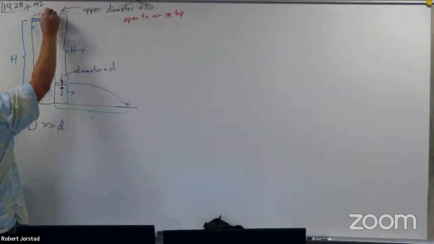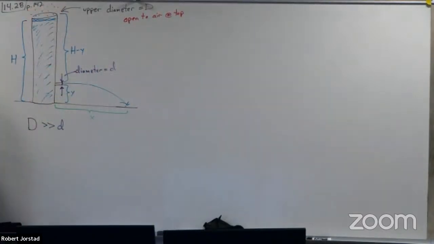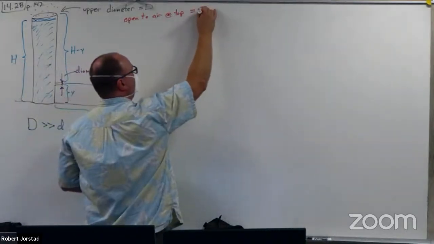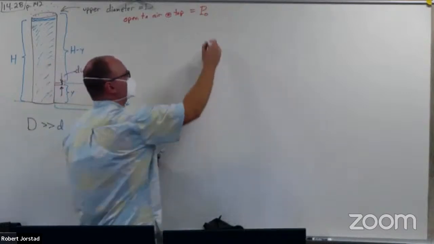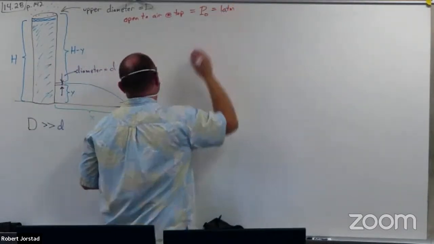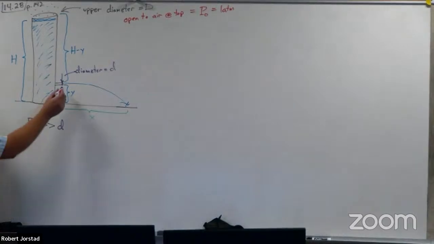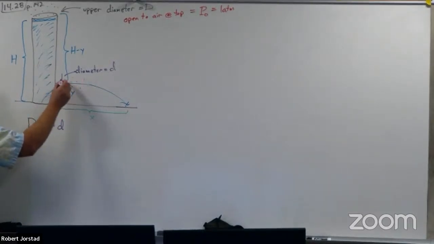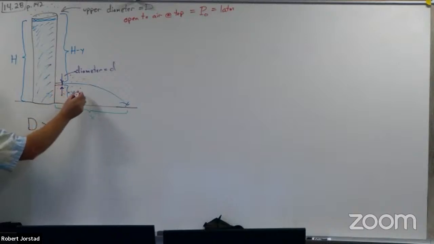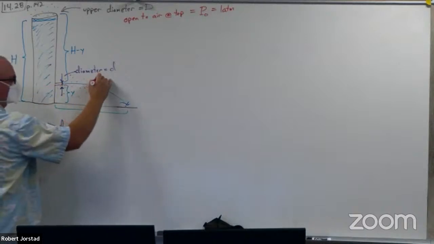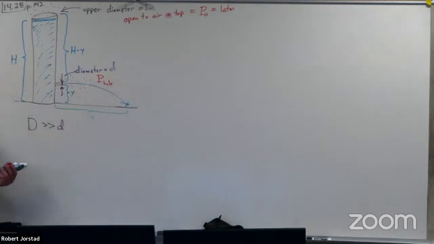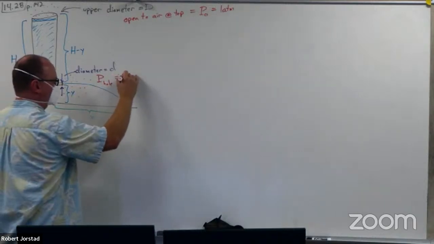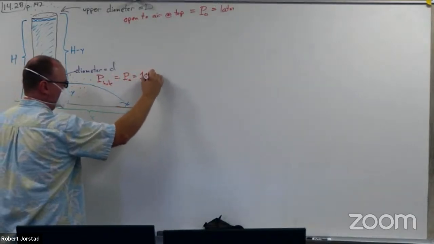You agree this fluid is open to the air at the top? It's an open pipe. What's the pressure at the top? Atmospheric pressure. Are you okay if I write P0, atmospheric pressure? Now wait a minute. What about right here? What's true about the pressure here? Also atmospheric, because there's air in contact with it. So far, so good?